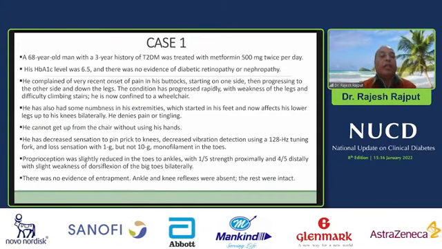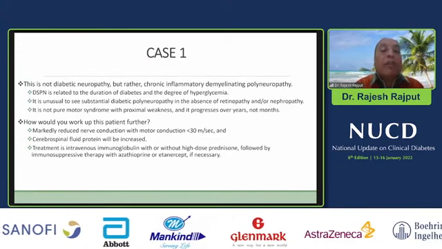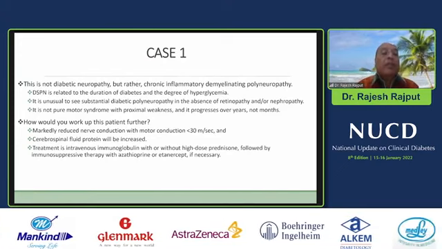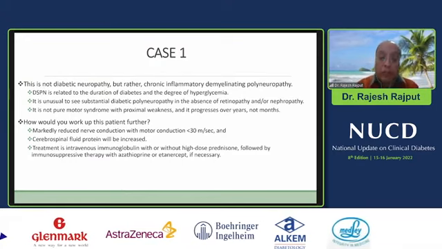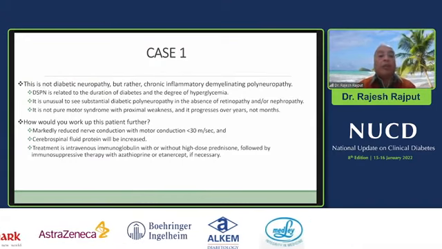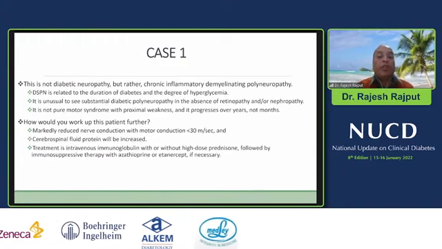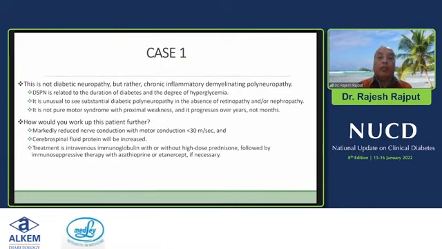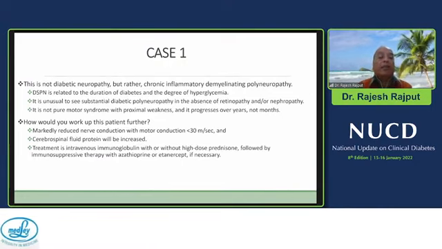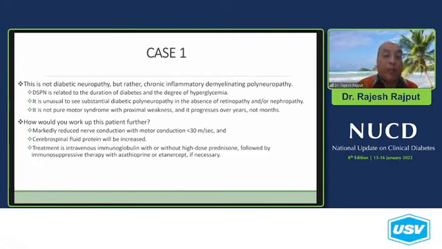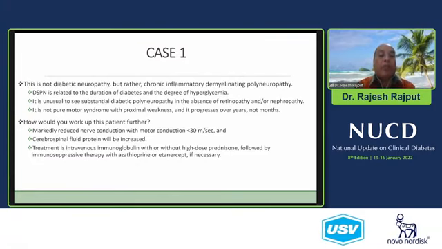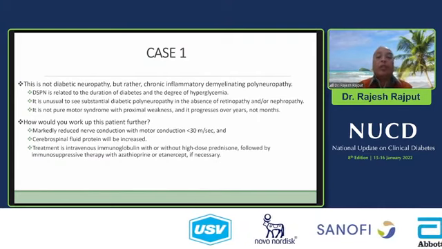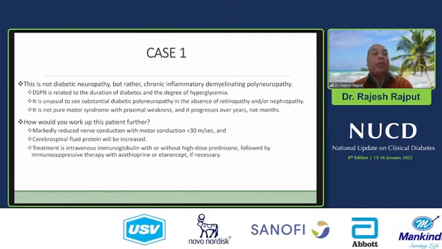Now, this case does not have diabetic neuropathy. And why am I saying so? Because diabetic sensory polyneuropathy is related to duration of diabetes and degree of hyperglycemia. In this patient, there is only a 3-year history of diabetes. There is no history of retinopathy. There is no history of nephropathy. And the patient has pure motor proximal weakness. Diabetic sensory polyneuropathy is not a pure motor syndrome, and it is not seen without other features like retinopathy and nephropathy.